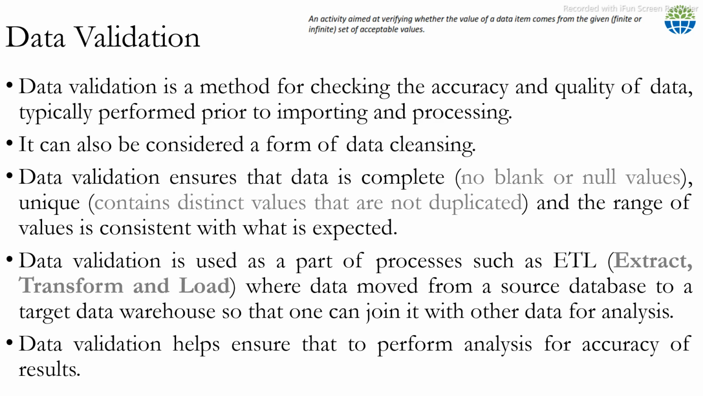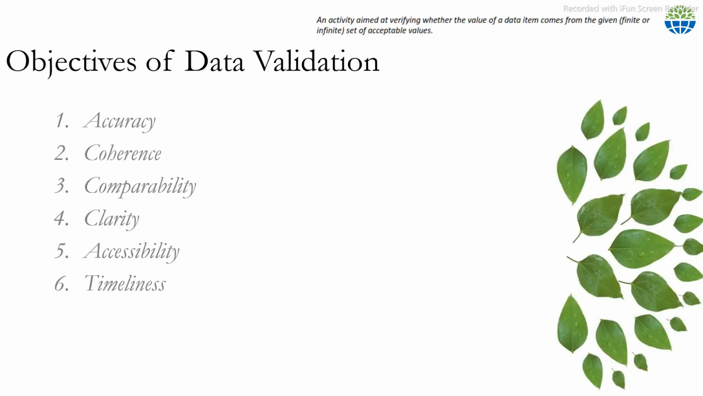So data validation has three things: extract, transform, and load. Extract means you have to extract some relevant data, transform it into the acceptable range, and then display or insert it into your report. So data validation helps to ensure that analysis is performed with accuracy.